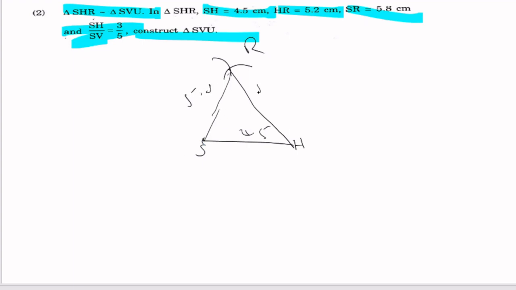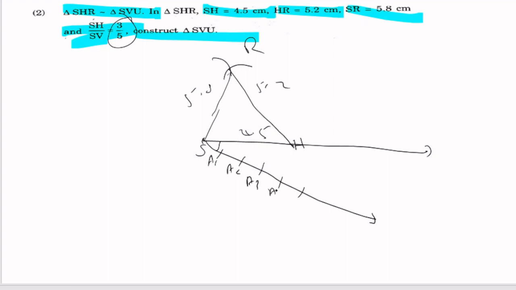But now what is the next task, which is the major thing? You have to extend a little bit further and take any acute angle. Acute angle is less than 90 degrees. You have to make 5 different points, the reason being the ratio given is 3 by 5. So let's say A1, A2, A3, A4, and A5. You have to join this A3 to this because it is the third point, right? The moment you join, from here A3 to H, you have to find the parallel line.